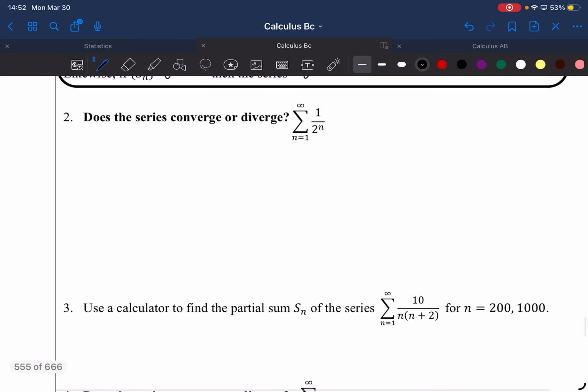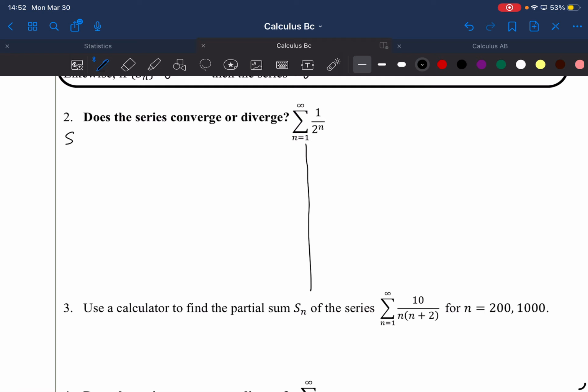Okay, so number 2 says does the series converge or diverge? So we have the summation where n is starting at 1 to infinity of 1 over 2 to the nth power. So I'm just going to divide this in half because I'm going to show you 2 different ways. Okay, so the first way is using the partial sum s sub n.